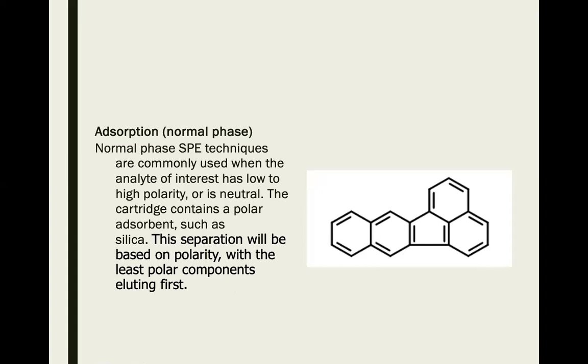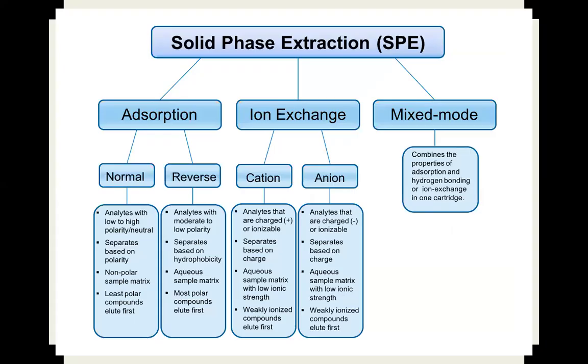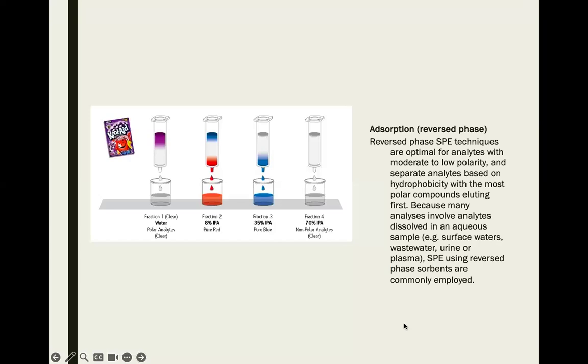Now, if we look at normal phase SPE, so we look at what normal phase can be used for. Analytes with low to high polarity and until neutral. So it's actually the opposite of reverse. It starts with low to high. This one starts from moderate to low. Separate based on polarity. And the starting sample is non-polar. Yeah, it's not aqueous. So least polar compounds will be eluted first, whereas for reverse, the most polar will be eluted first.